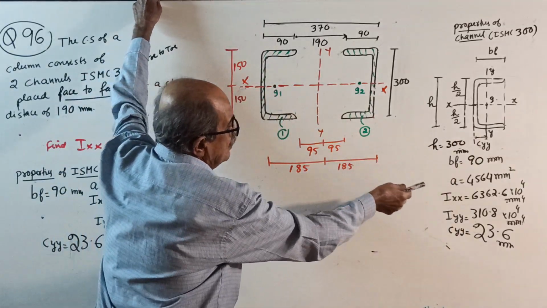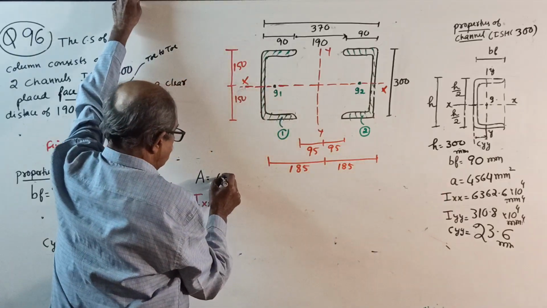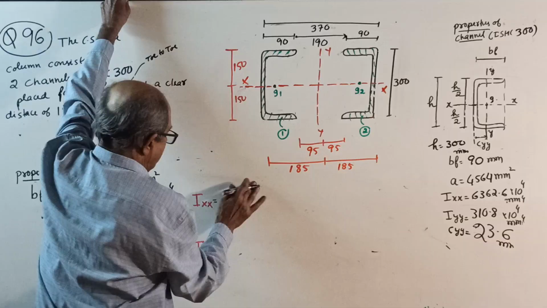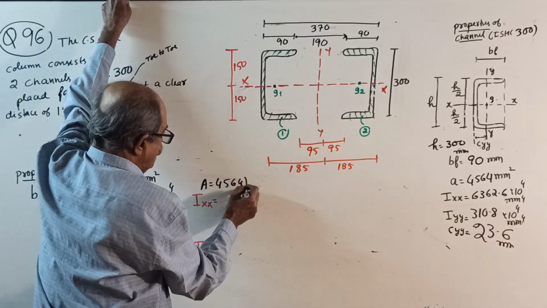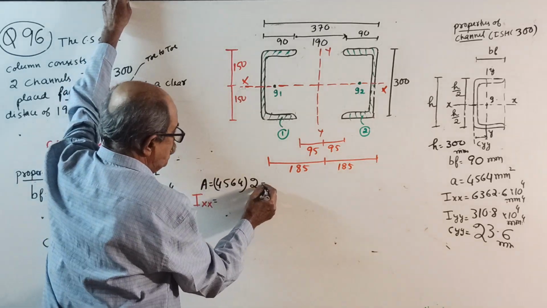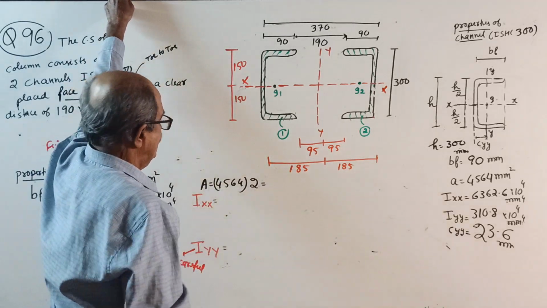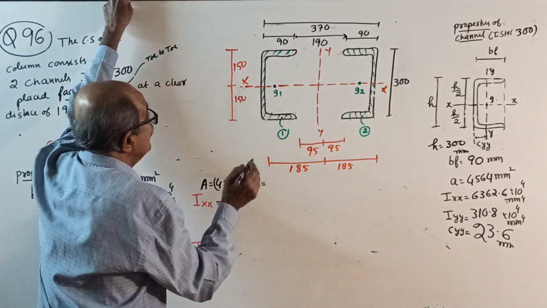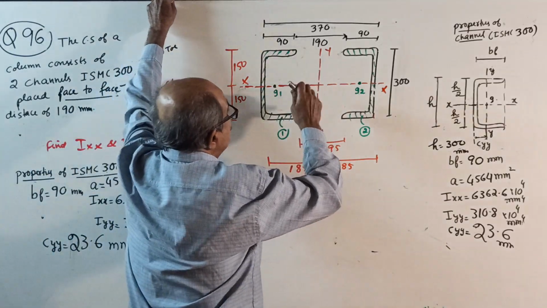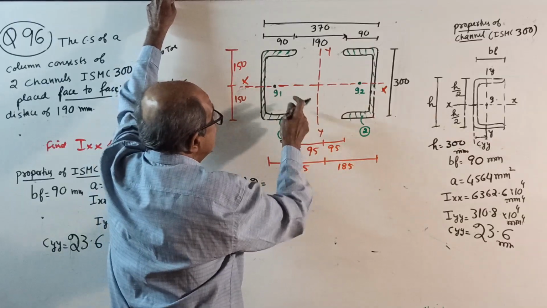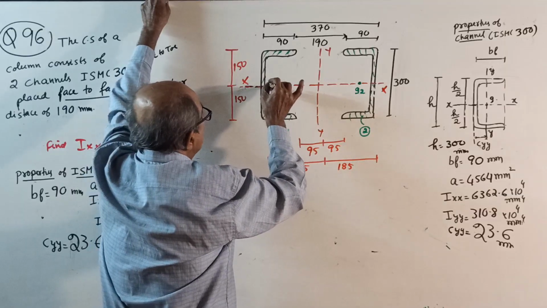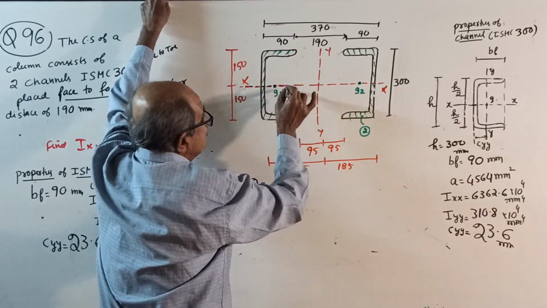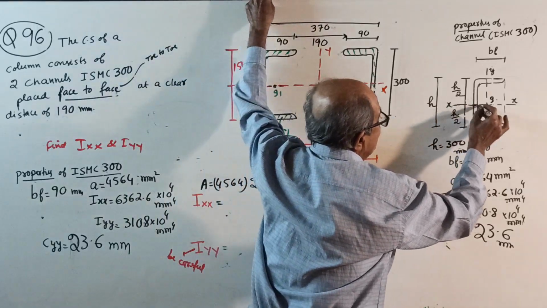Start. First, area. Area of one channel: how much? 4564. Area of one channel is 4564. Multiply by 2, get the answer. Area over. IXX. Start. You consider this channel now. Why? Exactly the same way placed. I about its own centroidal axis parallel to XX is nothing but this IXX.